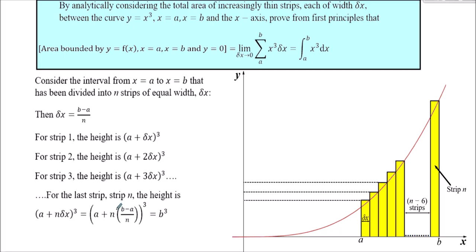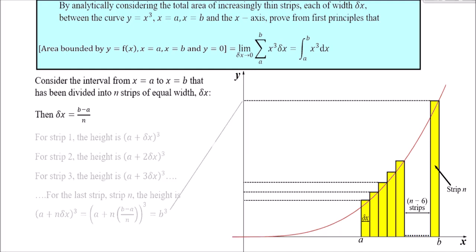So if I substitute (b minus a) over n in place of delta x, you can see the n's would cancel at the top and the bottom. So I'd get a plus b minus a, then the a's would cancel, just leaving me with b cubed. So that's showing that the last strip does go all the way to b cubed for its height. That's just a final height added on.